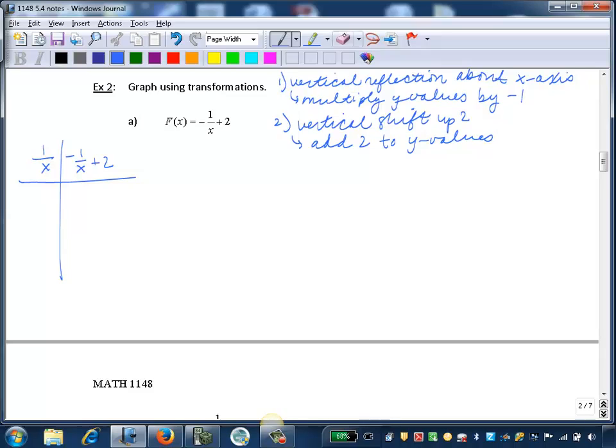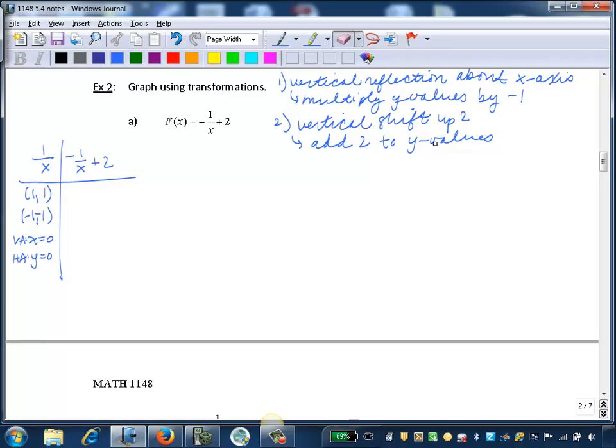So I want to list my key points on my parent function, and we also want to include key features, which we know are the asymptotes. So we'll list our points 1, 1 and negative 1, negative 1, and then we have our vertical asymptote, x equals 0, and our horizontal asymptote, y equals 0. So those we need to generate. We need to know the shape and those key points of that parent function.